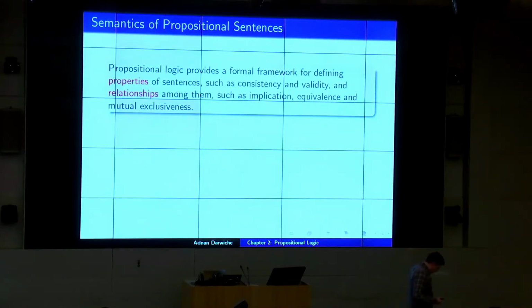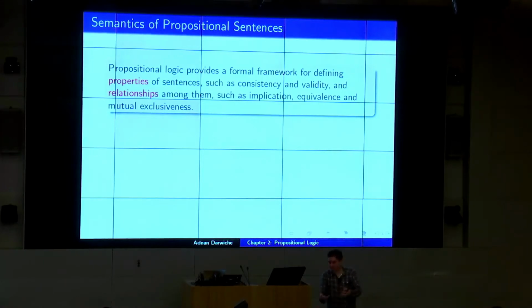The ultimate goal of being clear on the meaning of things, including the meaning of sentences in propositional logic, is to be able to talk about what we call properties of sentences and relationships between them. So a property applies to one particular sentence. The two key properties are consistency and validity. You've heard these terms, even in natural language, right?